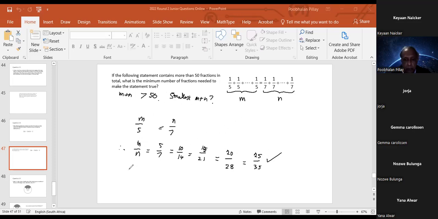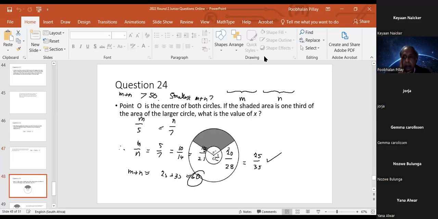So therefore, your m plus n, the first one which is bigger than 50, is that one. And it must be 25 plus 35, which is 60. So that's the answer to this problem. The minimum number of fractions needed to make the statement true is m plus n, and that is 60. So go on to problem number 24.